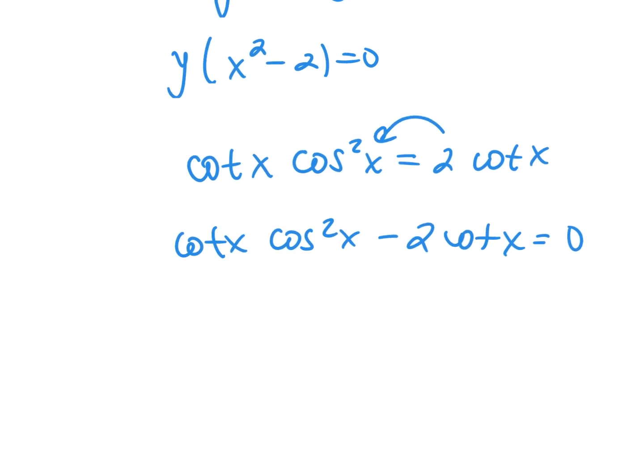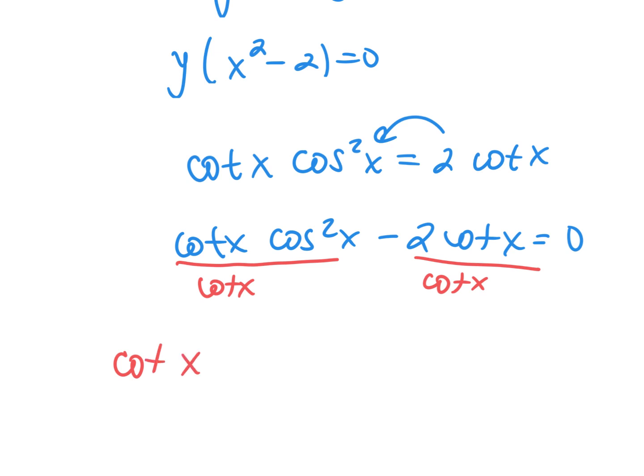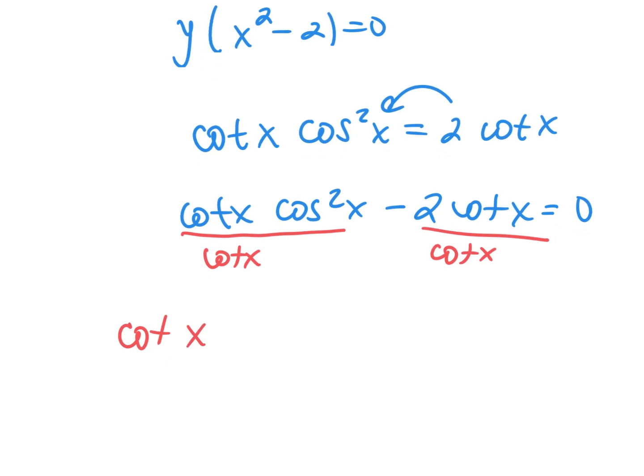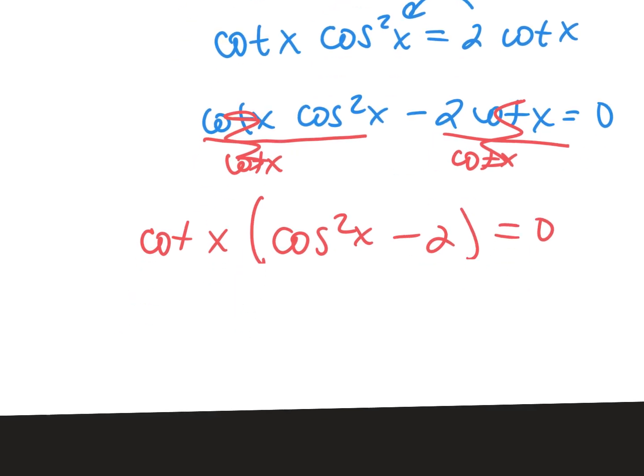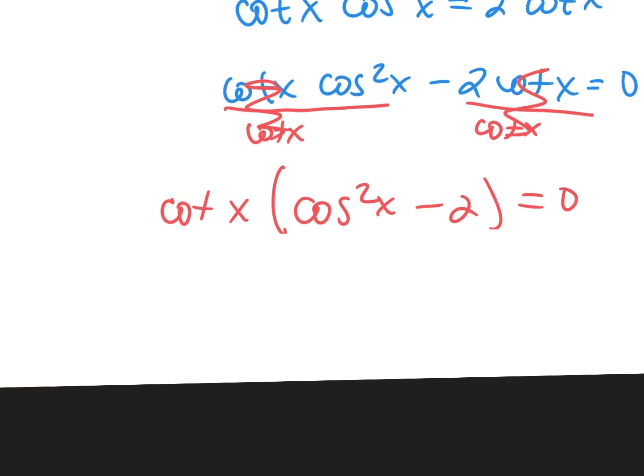So what do they have in common? They each have a cotangent x. So I'm going to divide out a cotangent x from both. Your cotangent x comes out in front. It doesn't go anywhere. And then we're left with cosine squared x minus 2 equals 0. Perfect. Now you have two things that you can set equal to 0 independently. So I'm going to say cotangent x equals 0 and cosine squared x minus 2 equals 0.